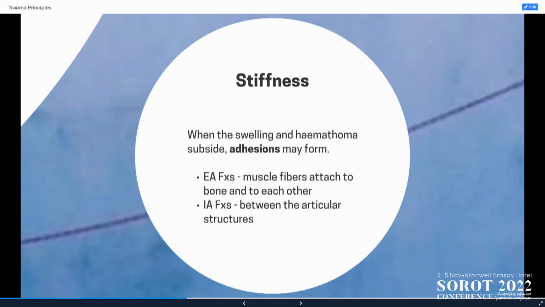After wearing the cast, of course, there is stiffness for some time. When the swelling and hematoma subside, adhesions form. In extraarticular fractures, these adhesions are between the muscle fibers, which are attached to bone and to each other, so we have the muscle contracture. In intraarticular fracture, between the articular structures.